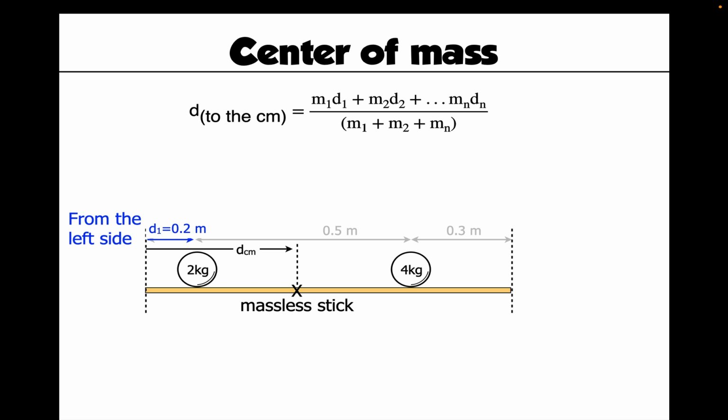Now the next distance I need is all the way over to the 4 kilogram mass from the left side, because that's where I started to measure everything from. So to find that, that's going to be 0.2 plus 0.5 to give me 0.7 meters from where I started.